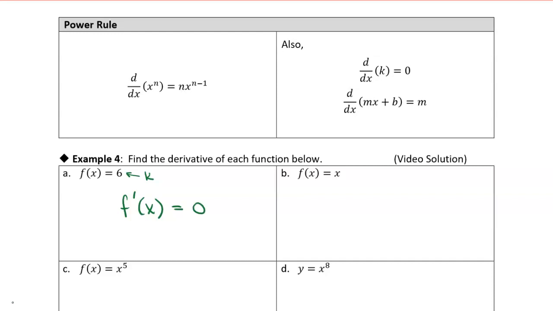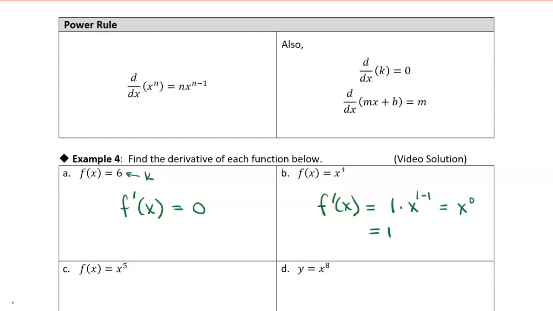Next one, we have f of x is equal to x. Now this is a linear function, or you could think of it as a power function, because you can think of it as x to the first power. And we can find f prime of x by bringing down the power and then subtracting 1 from the power, so we end up with essentially x to the 0. Now what is x to the 0? X to the 0 is 1.